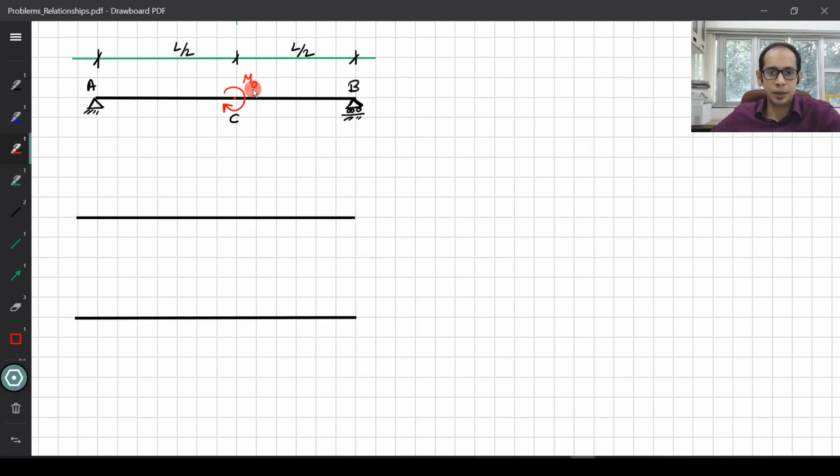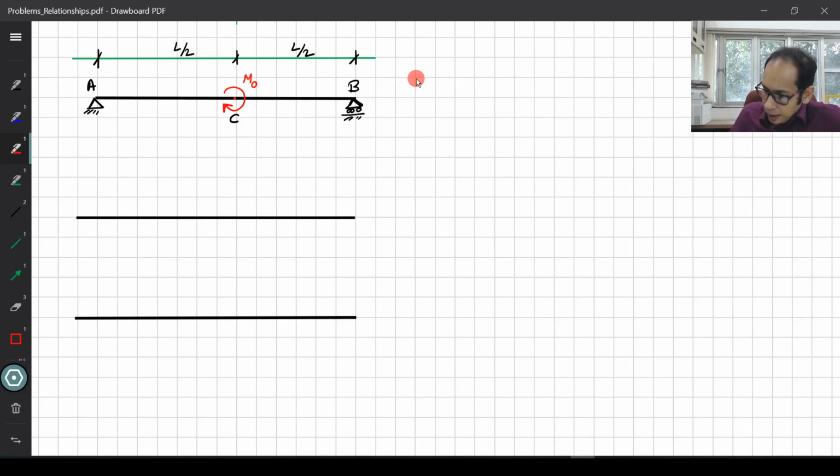The next application example is for a point moment. So again, you have a simply supported beam, and exactly at the center at L/2 you have an applied point moment of m0 over here. Now because of this m0, you can tell that there will be two reactions over here. So let's just go ahead and mark the reactions at A and B.